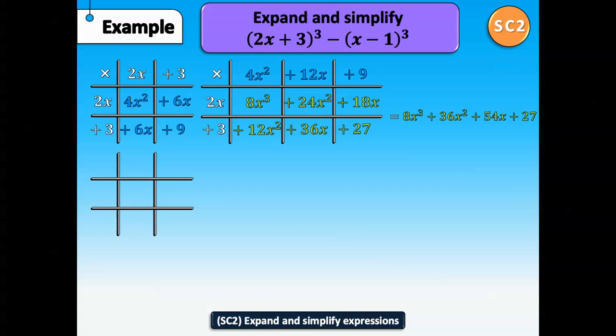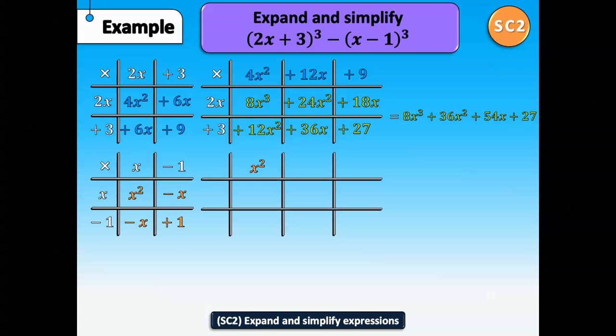Then I'm going to do x minus 1 cubed, so it times by itself 3 times. So x minus 1 times x minus 1, which is x squared minus 2x plus 1, and times that by itself again, so times it by x minus 1. And we get x cubed minus 3x squared plus 3x minus 1.